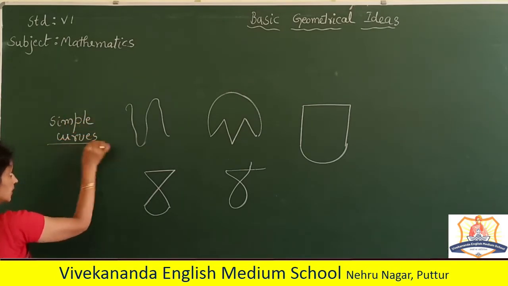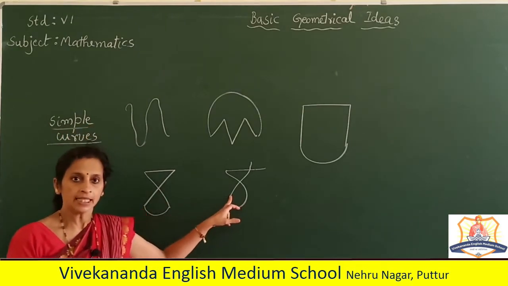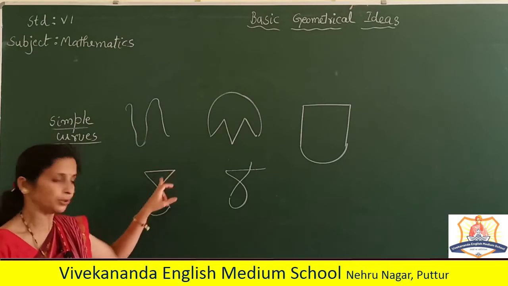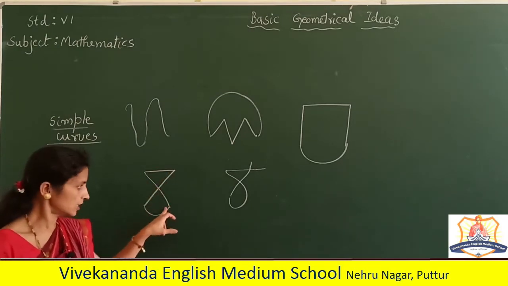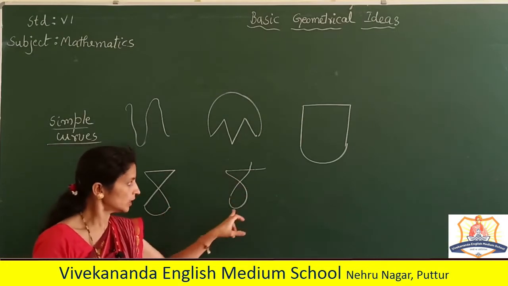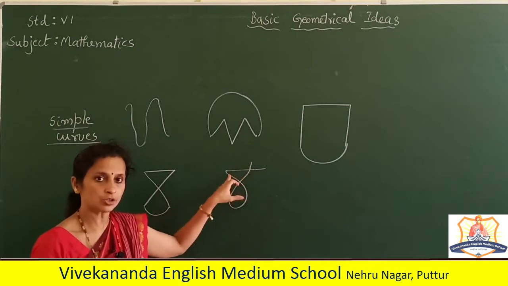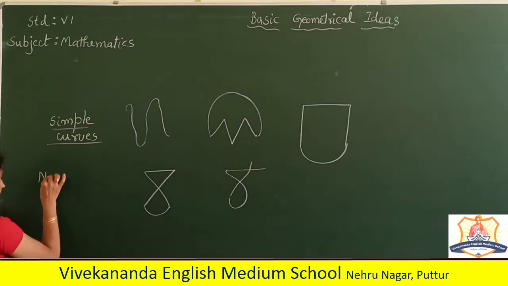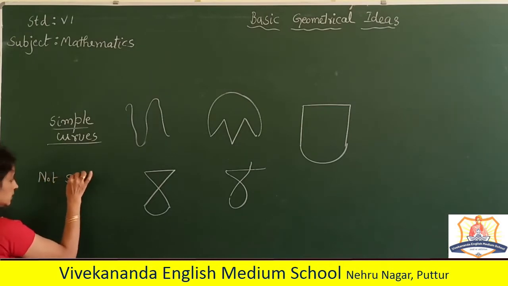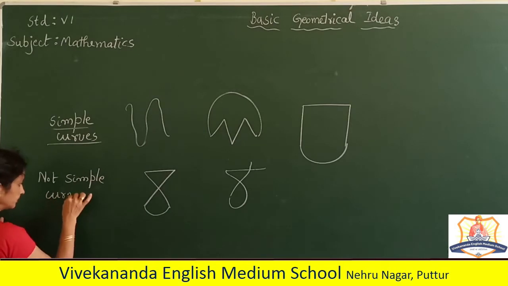And if you observe these 2 figures, here you can see the 2 lines crossed in between, and here it is curved. Even here 2 curves cross each other, and these 2 figures are not simple curves. So it is a little complicated. So we call these not simple curves.